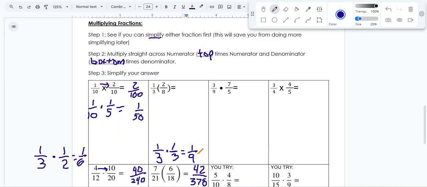Okay, but when you multiply fractions, all you do is multiply straight across. Go ahead and do these ones on your own, and then get it checked by me when you're done.